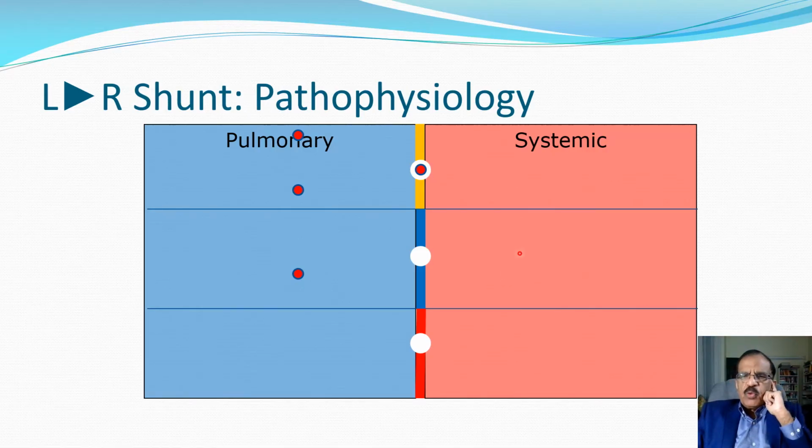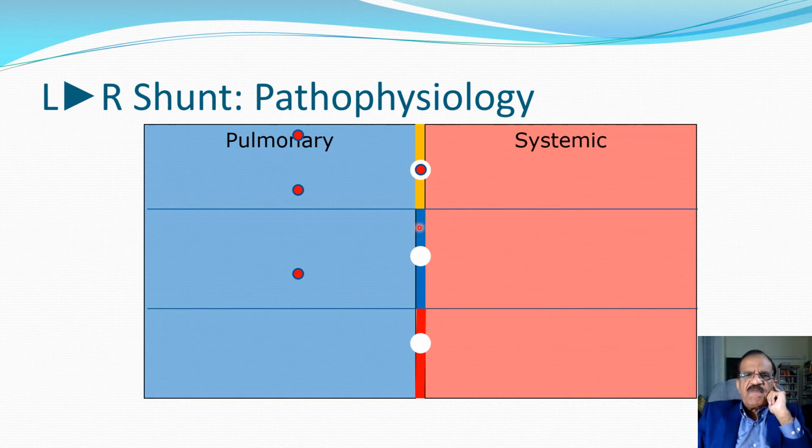Now, if you want to really understand the common features of these three shunts, you need to understand this picture. I have drawn the two circulations: left-sided circulation in red, which is the systemic circulation, and right-sided circulation in blue, which is the pulmonary circulation. And there are three possible sites of defect. This is the intra-atrial septum, this is the intraventricular septum, and this is between the aorta and pulmonary artery.